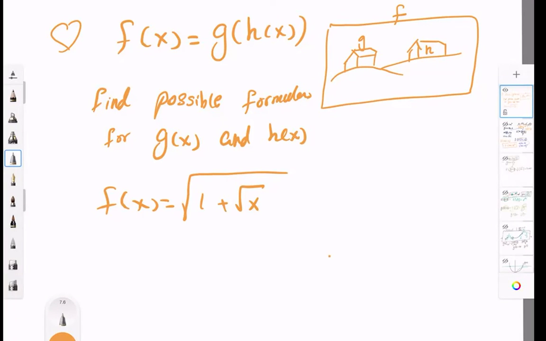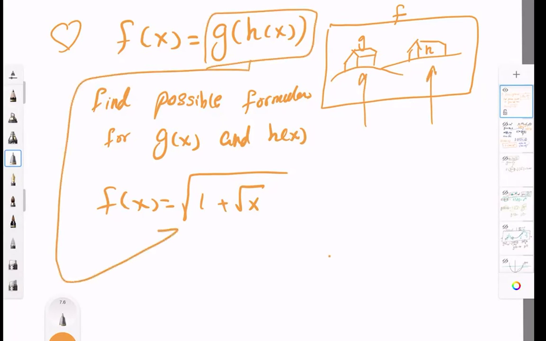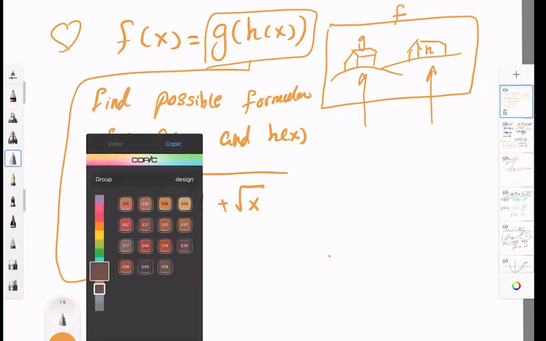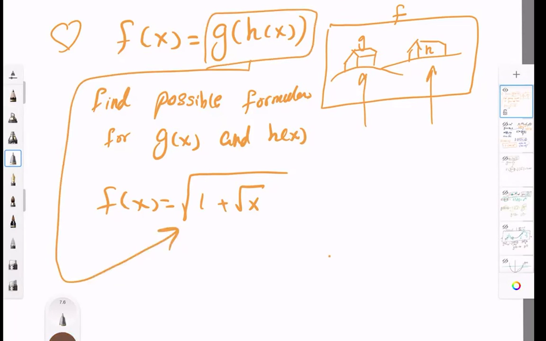So we are going backward. Before, we got g, we got h, and I asked you what is g of h of x. But now I give you g of h of x. G of h of x is radical 1 plus root x. What do you think g and h will be? H of x can be root x, and then g of x can be root 1 plus x.